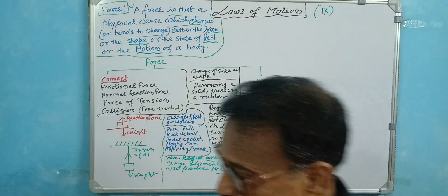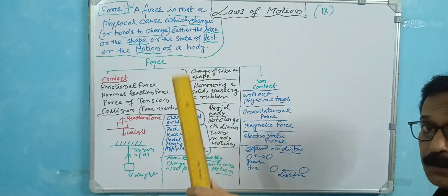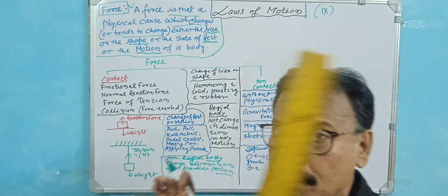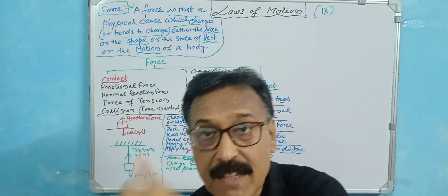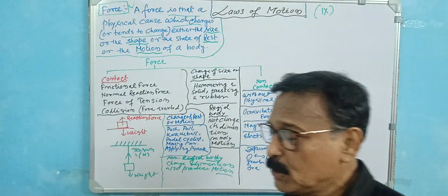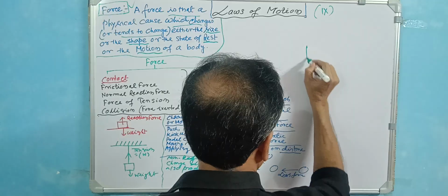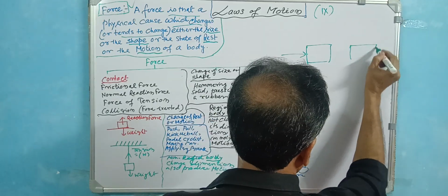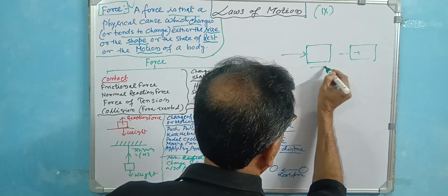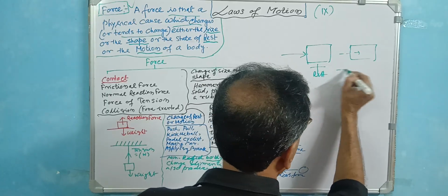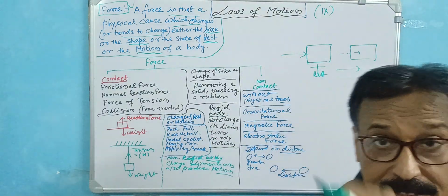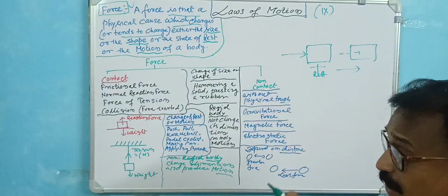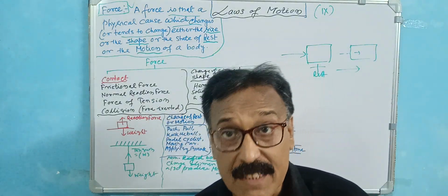Suppose this scale is there. If you apply force very tightly, it breaks down. That means the shape of the scale is changed, which means you applied a force. If this is a block and you apply a certain thing and it moves, that means it was in the rest condition and now it is in motion. So what you apply is actually called the force. You see the effect of the force, that is very important.